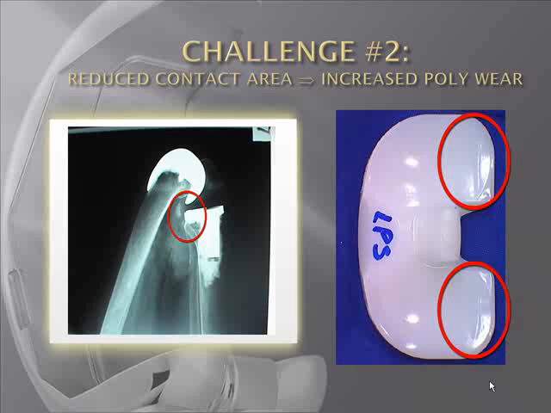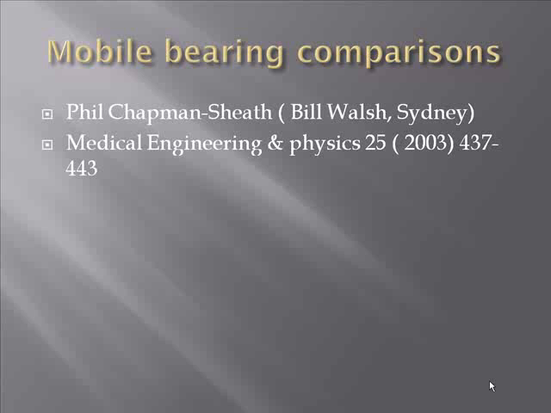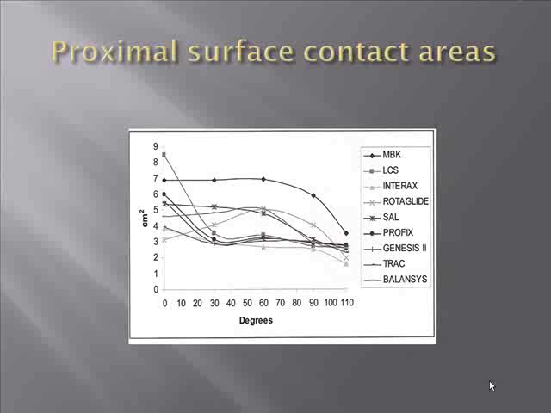Challenge number two, therefore, is the reduced contact area in deep flexion and the increased polyethylene wear that you may see in conventional design. If you compare mobile bearing knee replacement designs, and Phil Sheath was in medical school with me in London while he was working with Bill Walsh in Sydney, he did some work on some designs and looked at the contact areas.